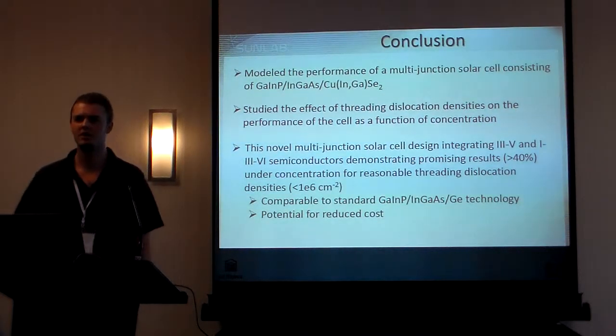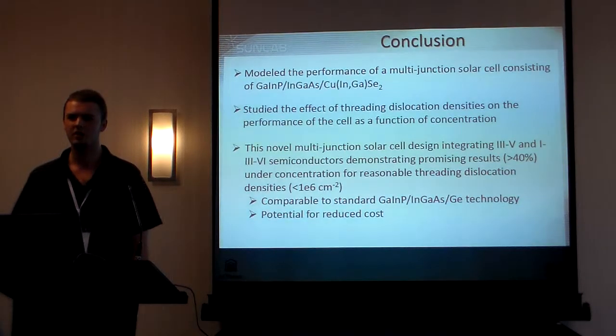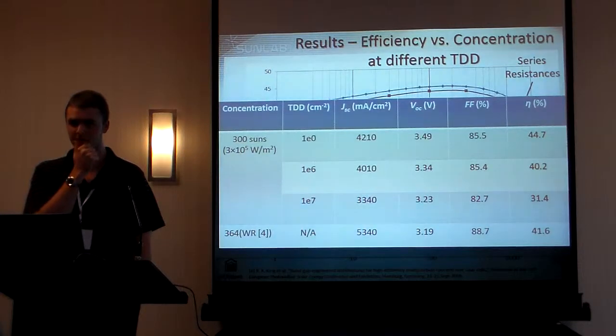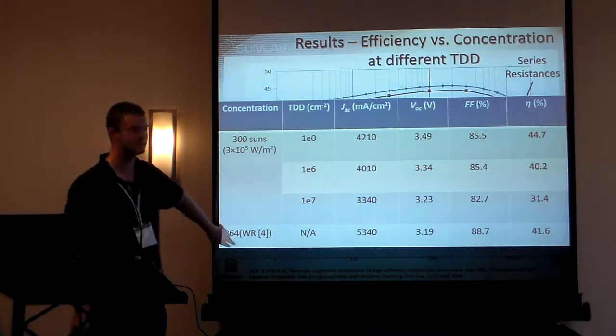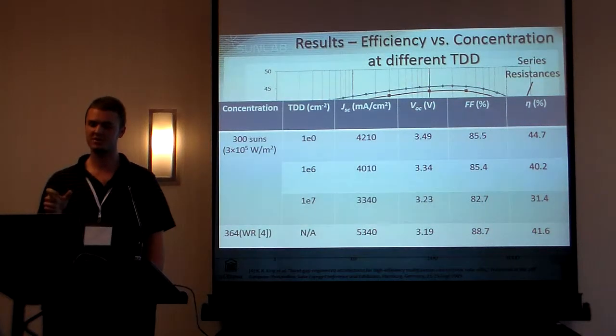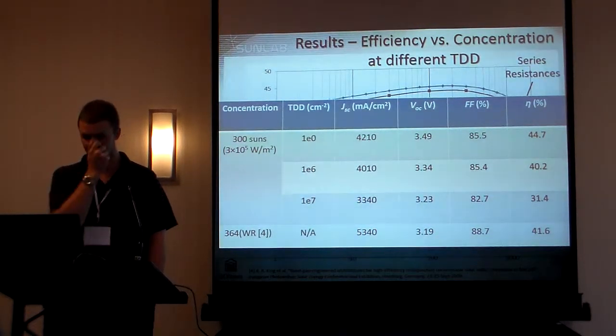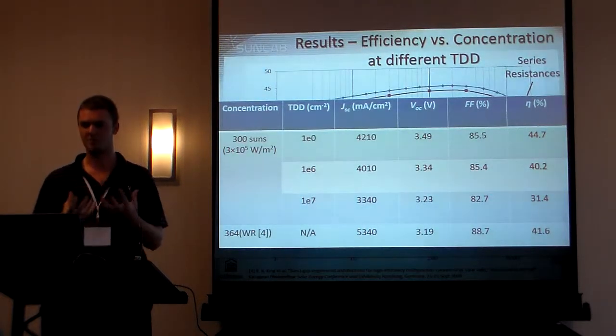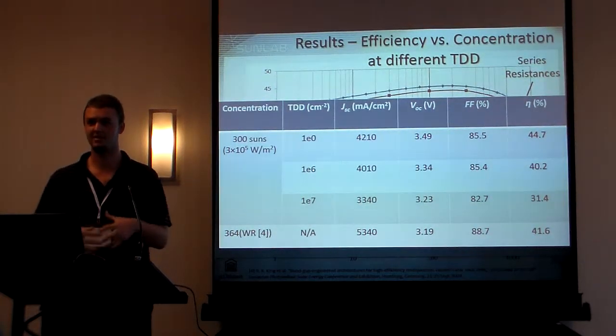So you mentioned that the efficiency for the world record is 40%. So just for comparison, what's the most efficient product out there commercially? It is exactly that. This is a triple junction with dilute nitride, and at 364 suns. So these are the most efficient solar cells at this time.